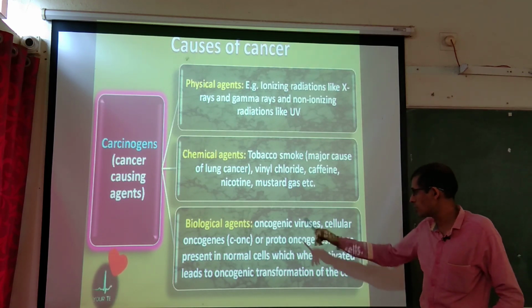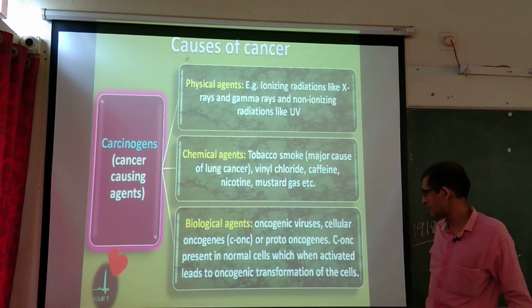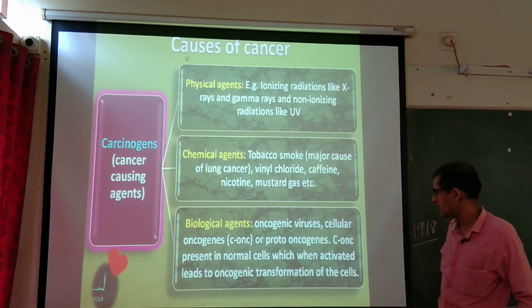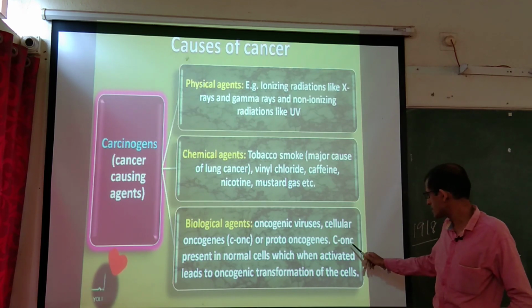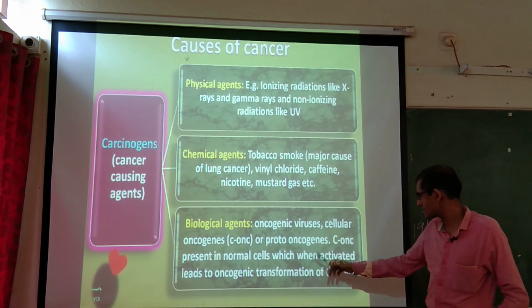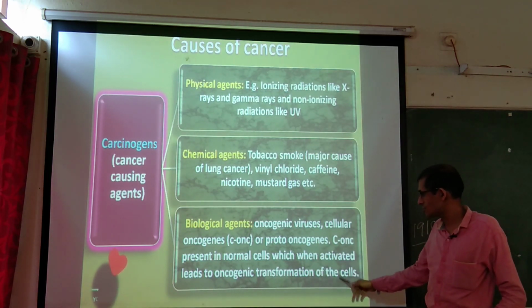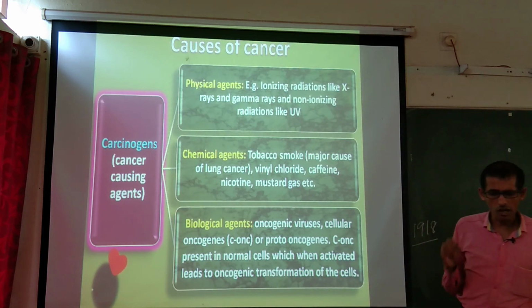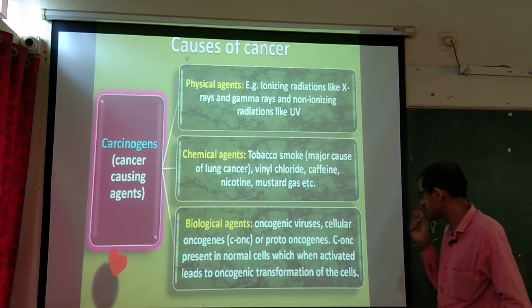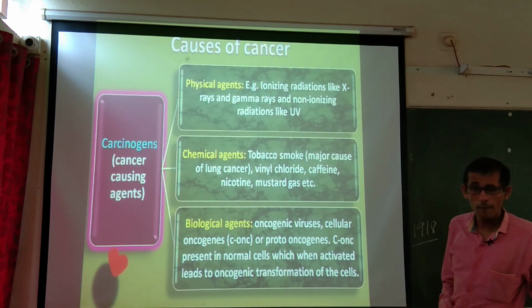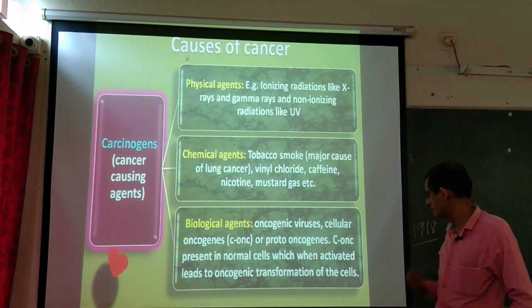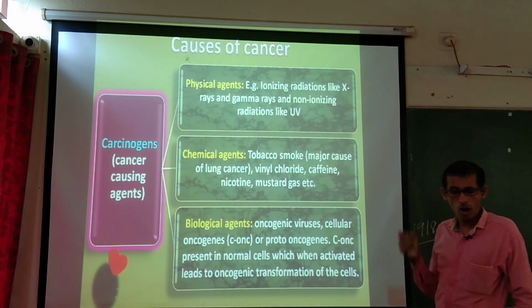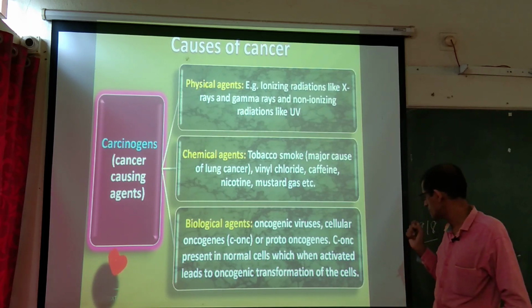Then cellular oncogenes, that is C-onc, or proto-oncogenes, these are also going to cause cancer. The C-onc present in normal cells, which when activated leads to oncogenic transformation of the cell. Normally we have C-onc present in normal cells, but when it becomes activated, that leads to the oncogenic transformation of the cell.